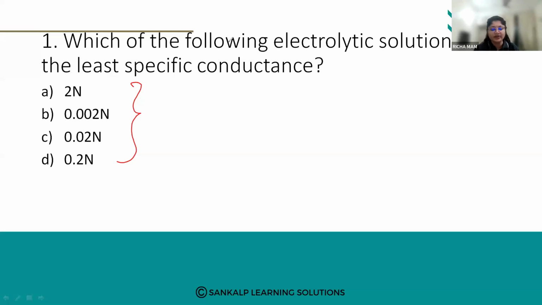Only one student has answered. Sanjeevni has answered B. Okay, let us see then. So how does the specific conductance vary? When we are considering the specific conductance of any electrolytic solution, how does it vary with the concentration of the electrolyte?